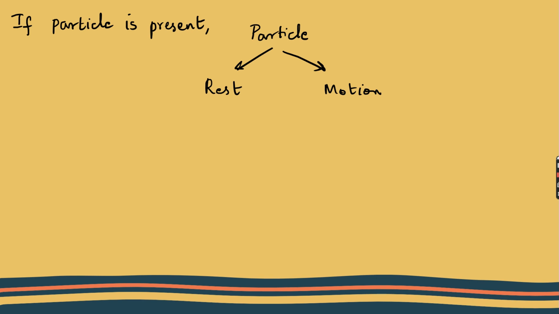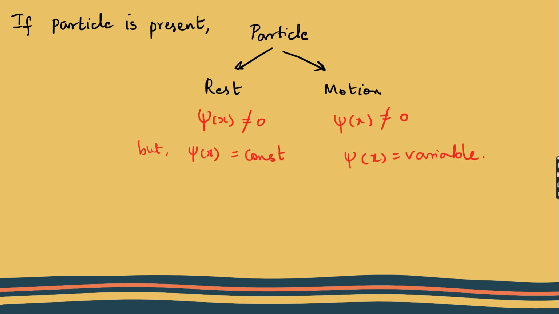Now, how can you write this wave function? Obviously, if there is a particle, the wave function is present, so psi of x should not be equal to 0. Whether the particle is at rest or in motion, psi of x will not be equal to 0 in both cases, but the wave function will be constant if the particle is at rest, and the wave function will be a variable if the particle is in motion. So remember this: if your wave function is variable, then the particle is in motion, and if it is at rest, then the wave function will be a constant.